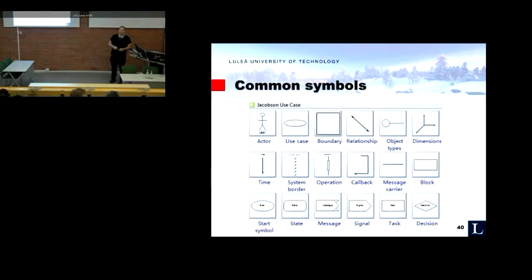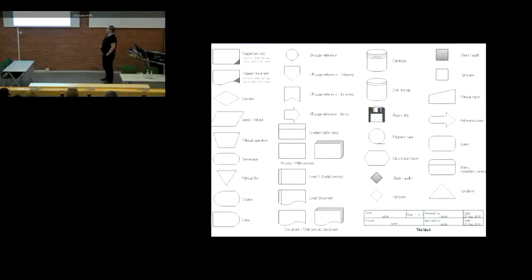And here we have some common symbols. These are typical from UML use case diagrams and stuff. You probably recognize these. You have actor, you have use case, you have a boundary, which is typically like a scenario or a set of use cases set together, relationships, and so on. For activity diagrams, you have a start, you have state diagrams, you have a message, you have a signal, task, and so on. Decision, in these activity diagrams, you have these symbols, right? So these are basic UML things. I will not go through those in detail.